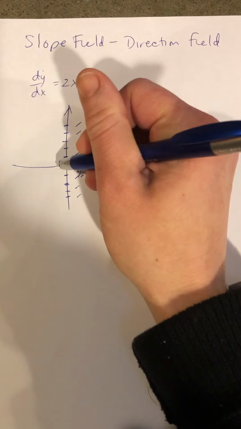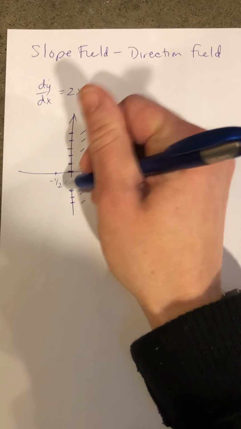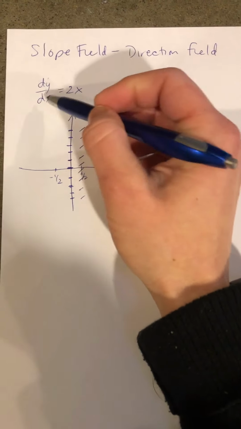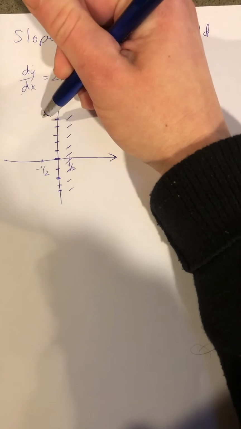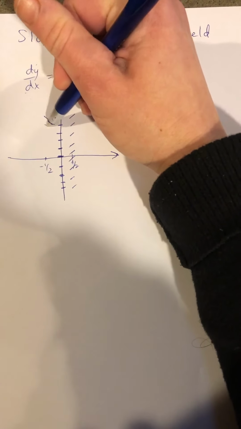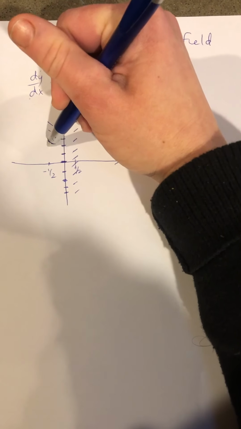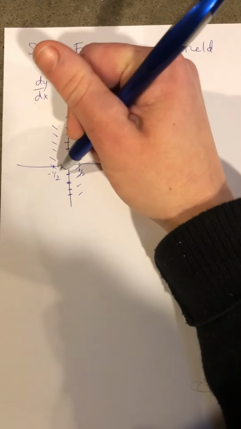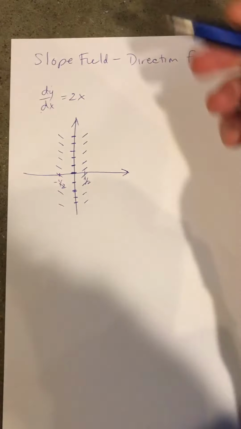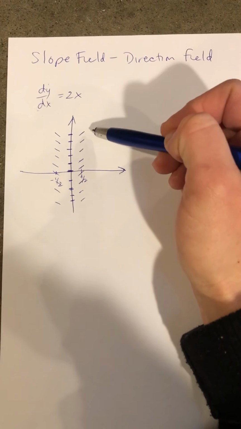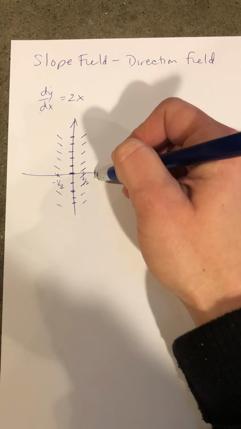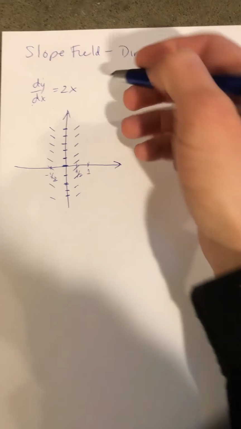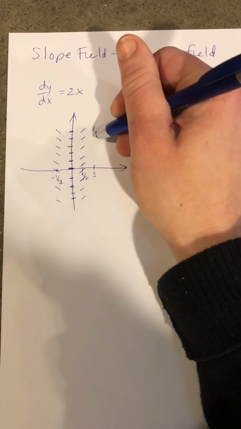The big difference is, at negative a half, what would the slope be? Well, dy/dx is twice the x coordinate, so twice negative a half is negative 1. A slope of negative 1 looks like that. I'm just going to draw a bunch of them. We can see a 0 slope versus a positive slope versus a negative slope. If I jump over to x equals positive 1, then my slope will be 2. So a slope of 2 is just steeper than a slope of 1.